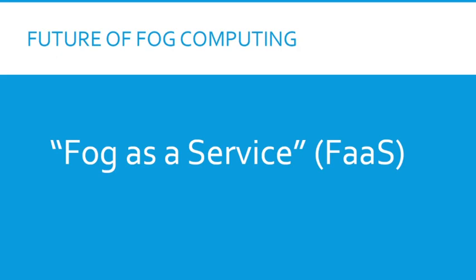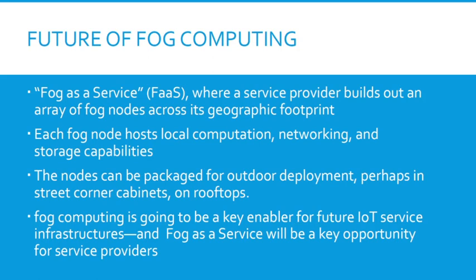Now coming to the future scope of fog computing: fog as a service, FaaS. Here a service provider builds out an array of fog nodes across a geographical footprint. Each of these nodes hosts local computation, networking or storage capabilities. These nodes can be packaged for outdoor deployment, such as street corner cabinets or rooftops. So fog computing is going to be a key enabler for future IoT services and infrastructure, and these services will be a key opportunity for service providers, right?